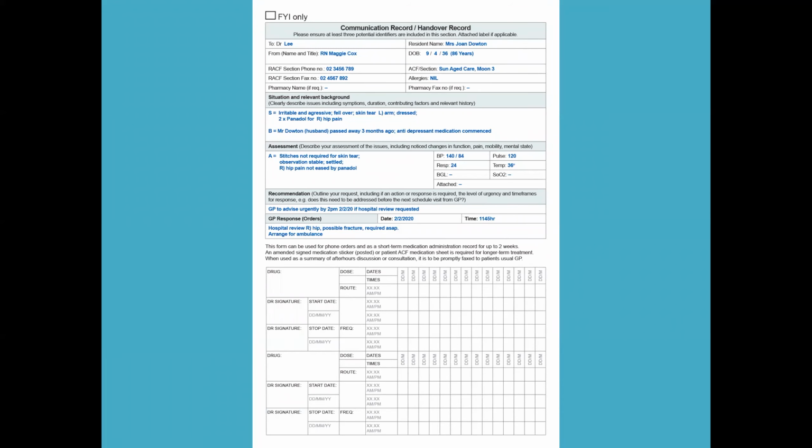Maggie then provided Dr. Lee with an overview of the situation. Mrs. Downton, 86 years, has been irritable and aggressive and fell over this morning. She has a skin tear on her left arm. The skin tear has been cleaned and dressed and does not require stitches. She is complaining of pain in her right hip and has been administered 2 Panadol tablets, 100 milligrams of paracetamol.